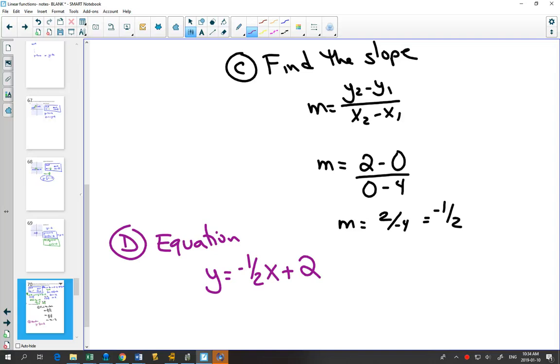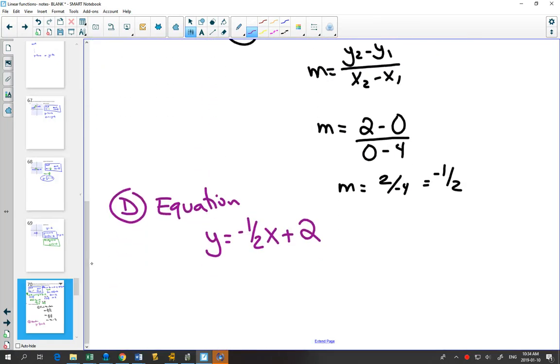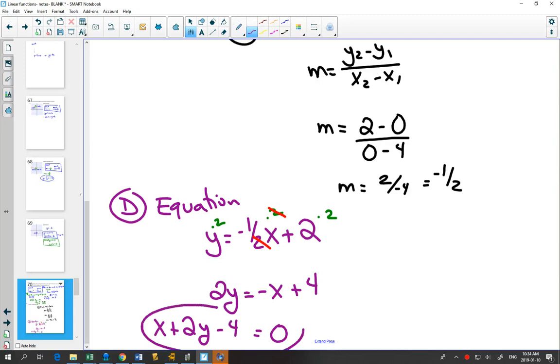And we feel all good, and we just want to go on to the next equation. But we should read just to make sure they didn't ask for general form. Oh, they asked for general form. So what does general form have? No fractions. So first thing I'm going to do is multiply everything by 2 to get rid of the fractions. 2y equals negative x plus 4, because the 2s would simplify. And in general form, one side is equal to 0. I'll move everything to the left so that my x is positive. And we're done. Whew.